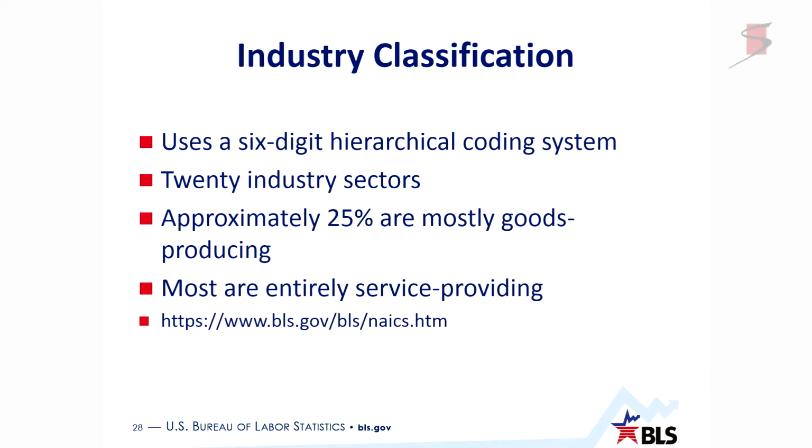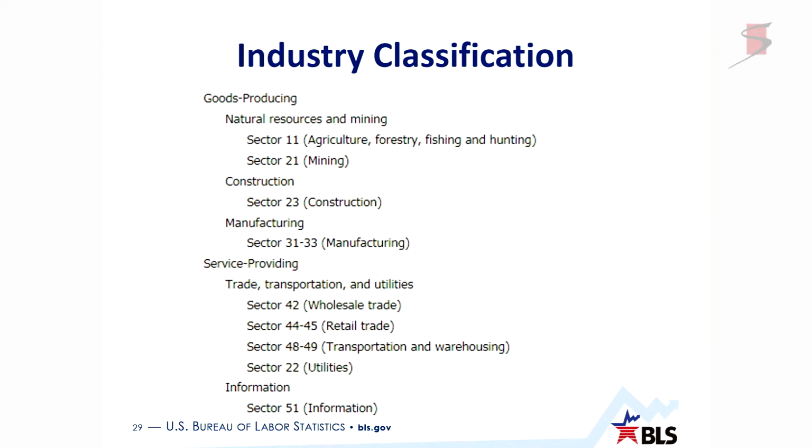There's about 20 industry sectors, and approximately 25% of these are mostly goods producing, and so most of them are service producing. Here's just a partial view of the industry classification at the 2-digit level. So you see that up here is the goods producing, and then we have some service producing industries down below.